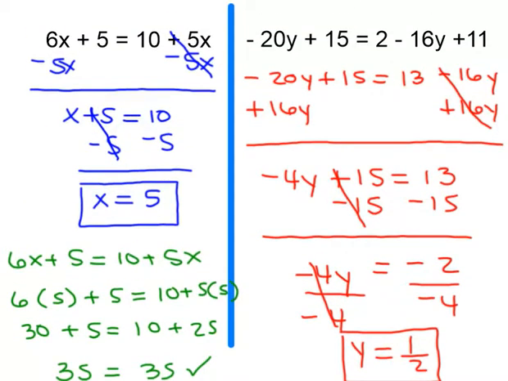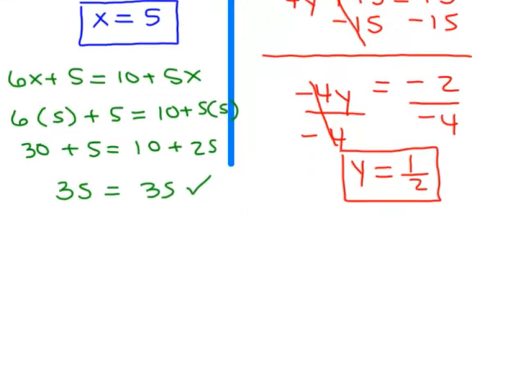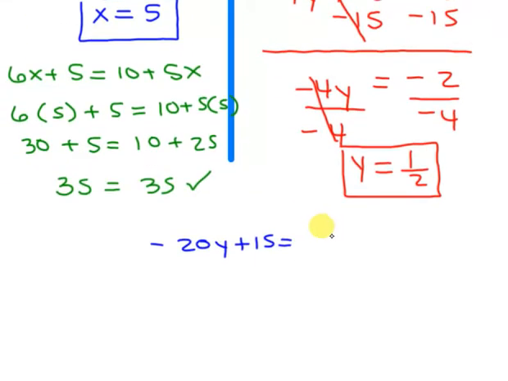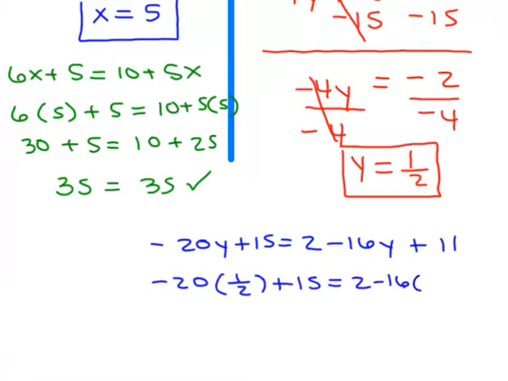So I'm going to rewrite the problem. So negative 20y plus 15 equals 2. Okay, so anywhere there's a y, I'm going to put in 1/2. All right, so negative 20 times 1/2, what's 1/2 of negative 20? So that's negative 10 plus 15 equals 2.